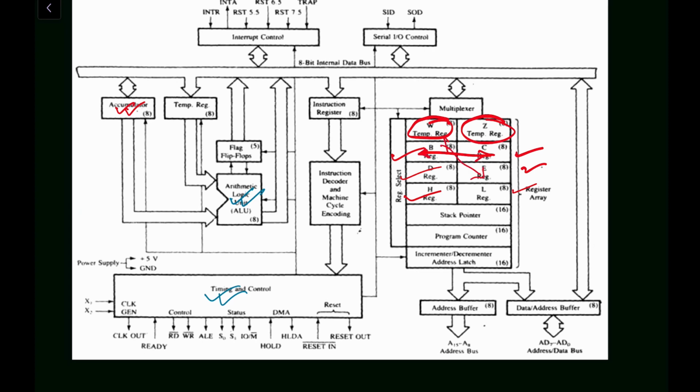Okay, we cannot combine B and E, but we can combine B and C. So we can have 16-bit data in B and C as a combination or as a pair. These B and C we can combine, D and E we can combine, H and L pair also we can combine. So using these as a combination, the programmer can execute the instructions.